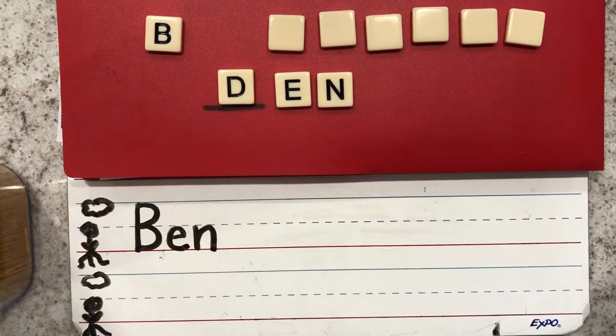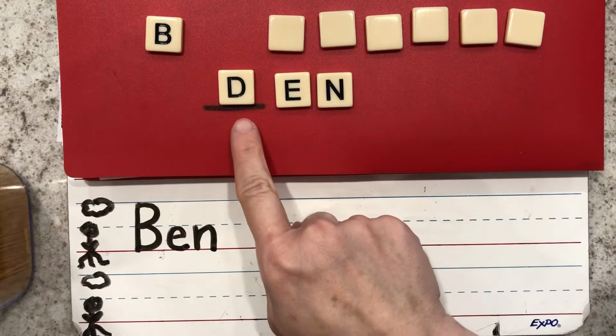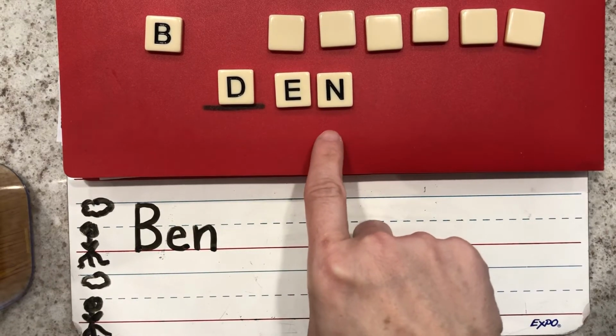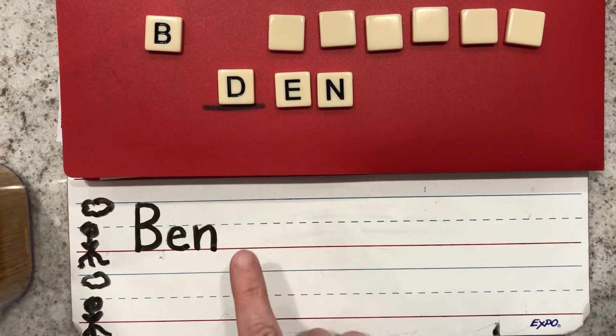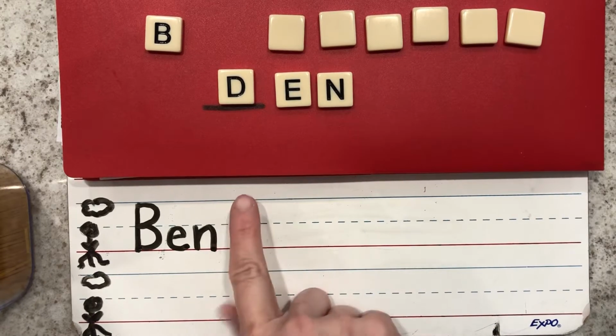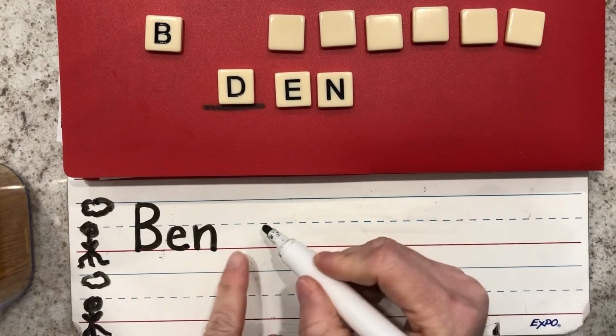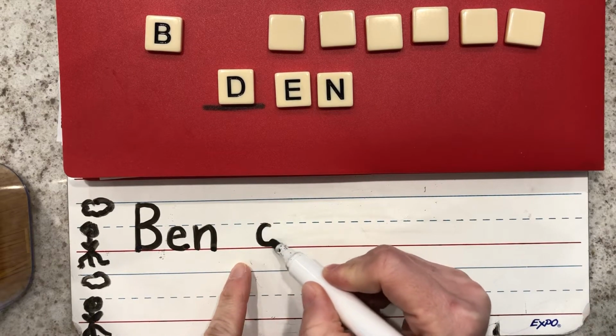We have the letter D. D is digging dog, so we've got D, E, N, den. That is a word, like a bear den, a place where the bear sleeps. So we're gonna do a finger space and we're gonna write den, and I'm going to do lowercase because that does not need to be capitalized.